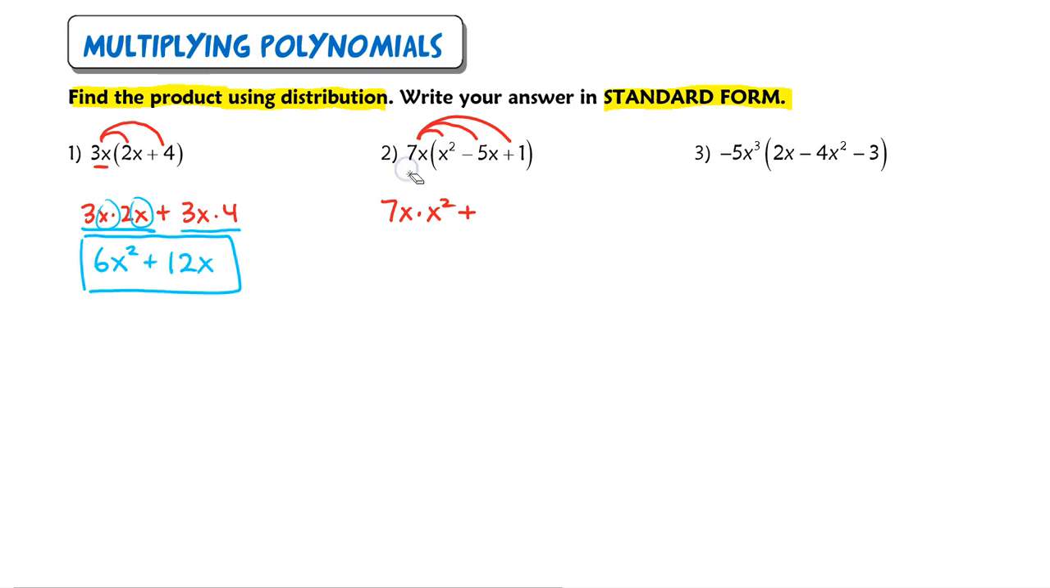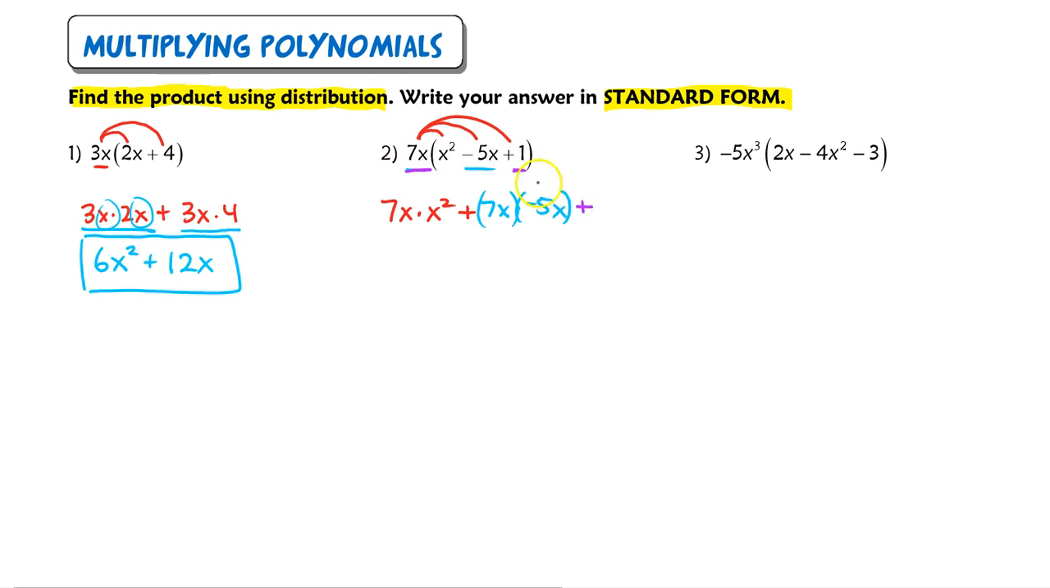Let me erase here. I'll do this in a different color. So 7x times negative 5x. Sometimes I like to put this in parentheses too to remind me that I have a negative here. It's not minus 5x. It's a negative. Okay. And then the last term I've got is 7x times 1.